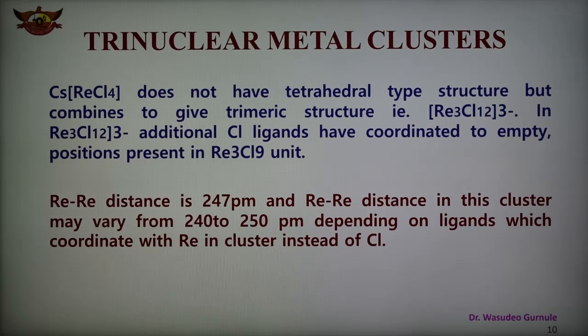So in this way the compound is formed, and in that case the rhenium bond distance is 247 picometer, and the rhenium distance in this cluster may vary from 240 to 250 picometer. It depends on the ligand which coordinates with the rhenium in the cluster instead of Cl. So this is one important example of a trinuclear metal cluster, that is the rhenium compound. Here the structure is shown.